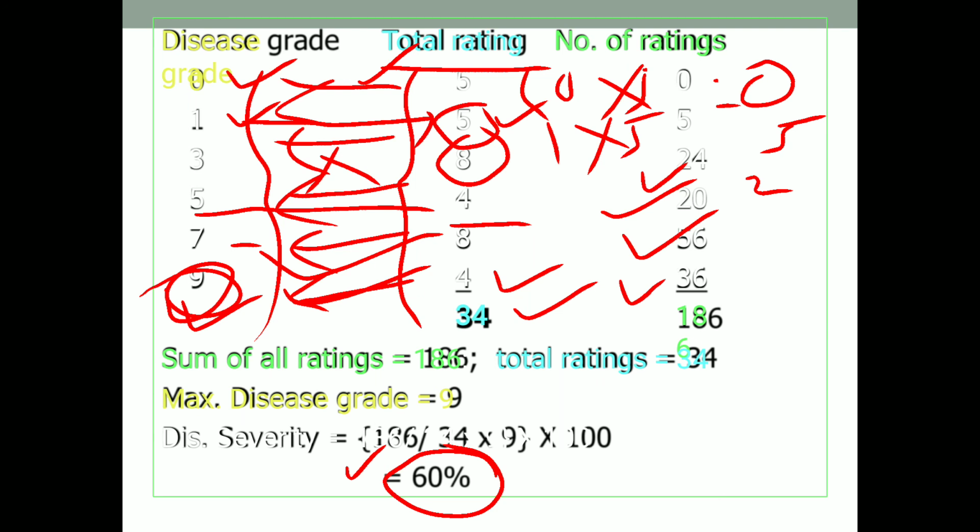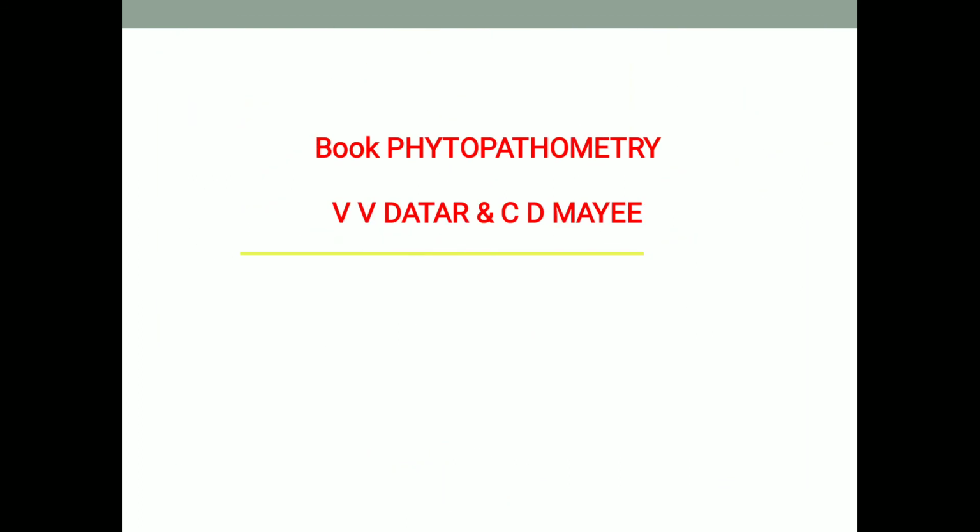So again, the disease grade is 1 to 9 or 1 to 12, depending on the host. The total rating is the number of leaves observed or assessed for the presence or absence of disease, and the number of ratings is obtained by multiplying disease grade into total ratings. Depending on the formula, we calculate the disease severity. In that way we have to calculate disease severity.